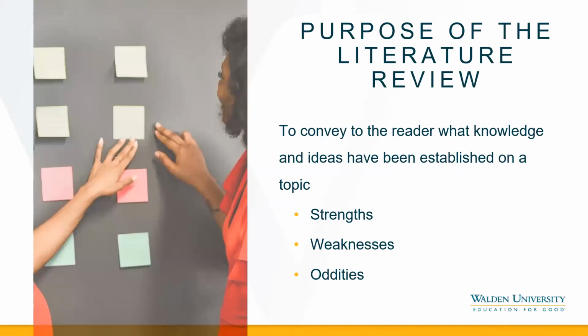So we'll go on to the purpose of the literature review. It's also to convey to the reader what knowledge and ideas have been established on a particular topic. So throughout your reading, you will find strengths, weaknesses, and oddities. And an oddity may be anything that strikes you as unusual, or something you may have not seen previously, something that seems to not jibe with the previous source or what you've been taught. And that's really where a lot of rich material is in actuality, that can provide a lot of material for your argument.